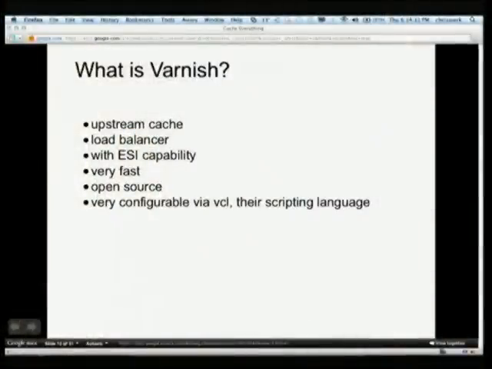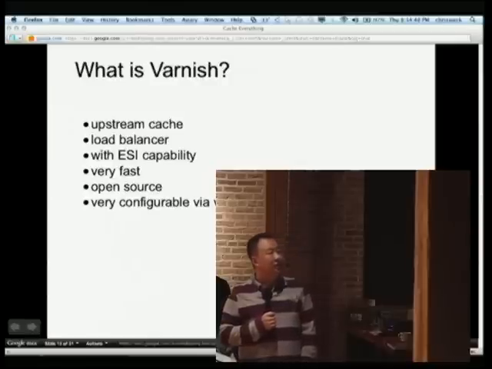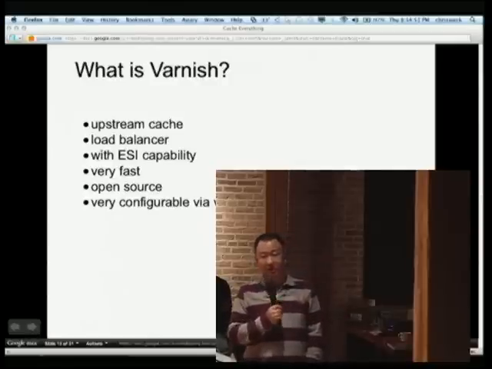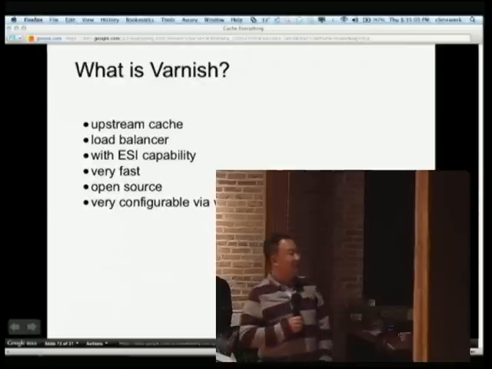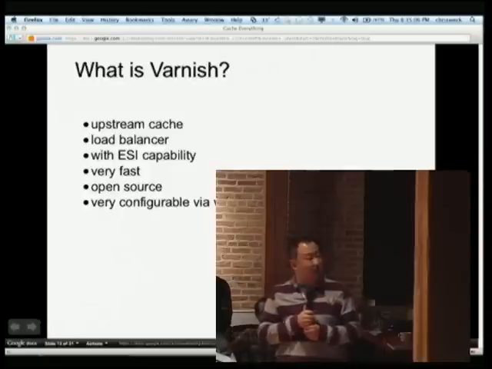So what is Varnish? It's basically an upstream cache, an HTTP accelerator. Also, it's a load balancer, and we use Varnish for all of those features here at Crossbrink. One of the things I'll get into today, which is really nice about it, is the ESI, edge-side scripting, and I'll get into that a little later after I set the stage. It's very fast. It's open source, and it has its own scripting language called VCL, and it's very flexible and configurable.